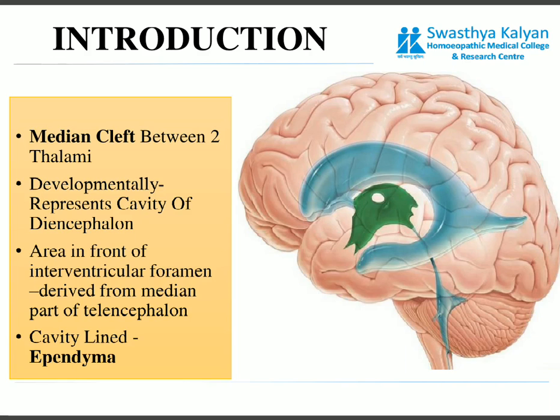The telencephalon includes the cerebral cortex, the hippocampus, the basal nuclei, and the diencephalon includes structures like thalamus, hypothalamus, epithalamus, and subthalamus. And third ventricle is the cavity of the diencephalon. So, major part of the cavity is developmentally part of the diencephalon. Only the area that is in front of the interventricular foramen is derived from the median part of the telencephalon. The entire cavity is lined by ependyma, the neuroglial cells responsible for the synthesis and secretion of the cerebrospinal fluid.